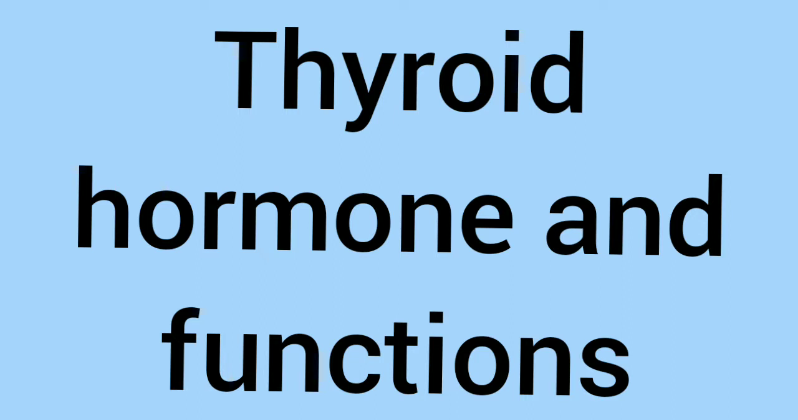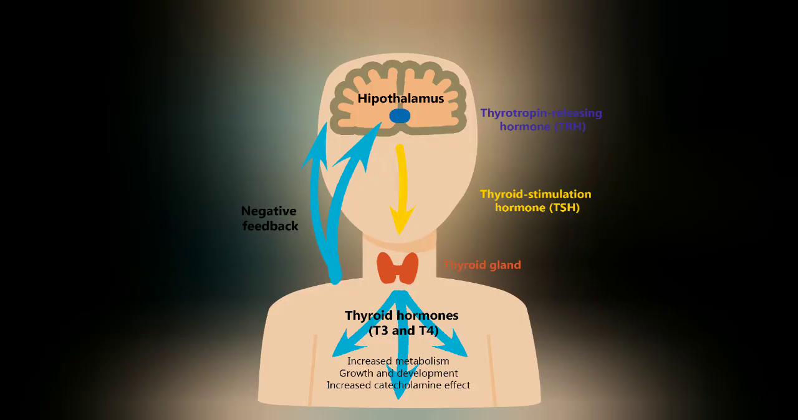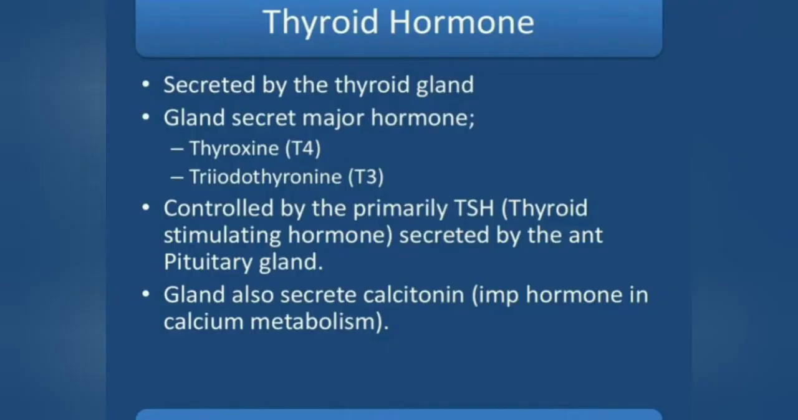Today we are all gathered here to learn about an interesting topic named thyroid hormones and their functions. So let's get started. Thyroid hormone is secreted by the thyroid gland. The gland secretes major hormones, which are thyroxine and triiodothyronine. Thyroid hormone is controlled primarily by TSH, which is thyroid stimulating hormone secreted by the pituitary gland. The gland also secretes calcitonin, which plays an important role in calcium metabolism.